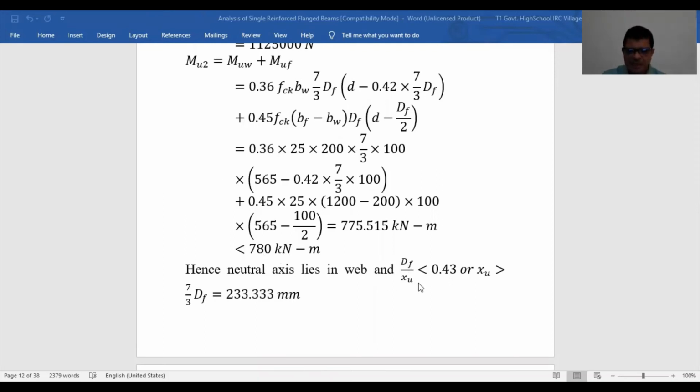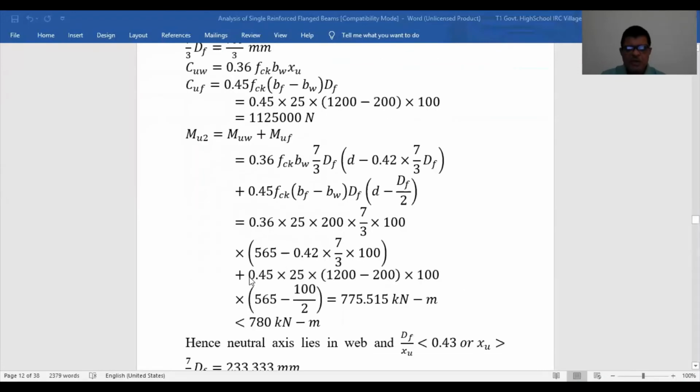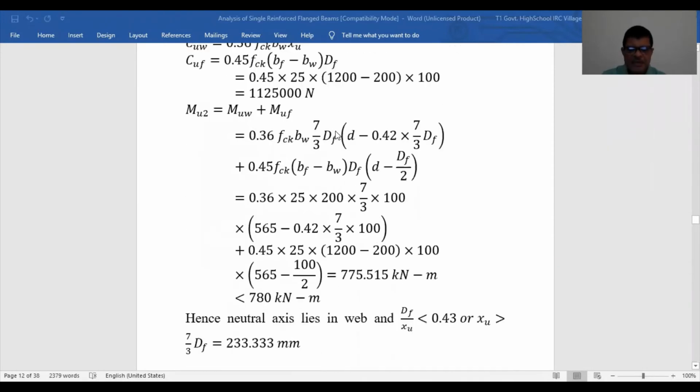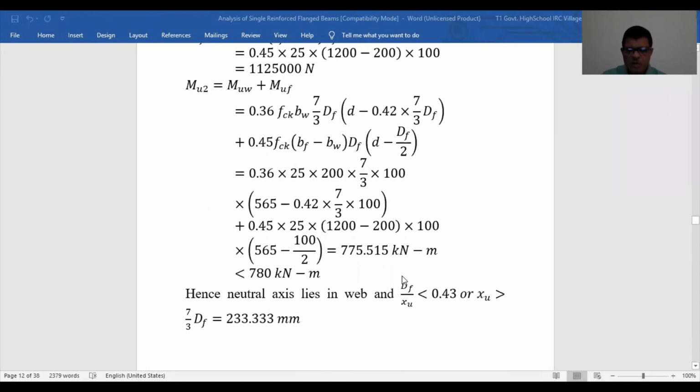So df by xu is less than 0.3. That means xu is greater than this. So from this you can know, because comparing your moments, this is the moment given 780, but this value is coming 775. So your df by xu is less than df, or xu is greater than this value.